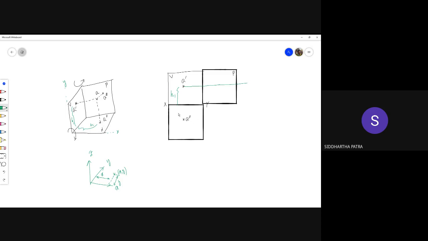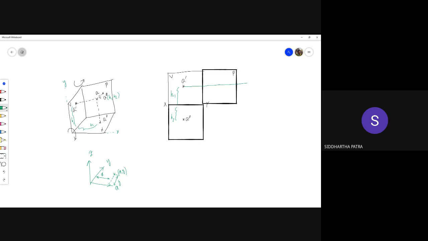Now, this distance is h2. Okay. Now, in this plane, in the profile plane, this point A prime, you can think of its coordinates as h1, h2, where h1 is the distance from the horizontal plane and h2 is the distance from the vertical plane.